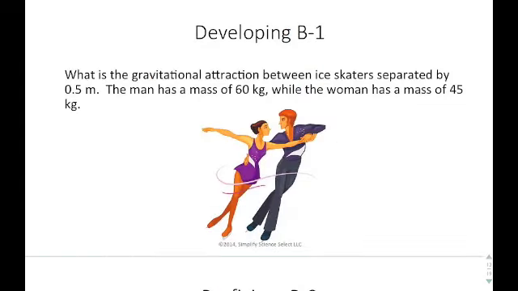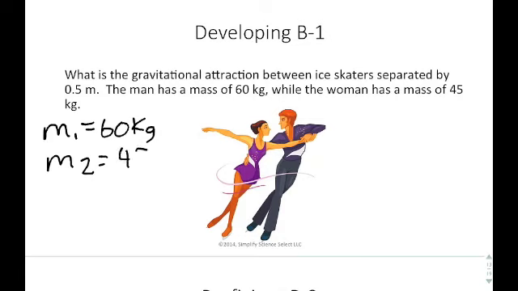Okay, so let's put this formula to use. It says, what is the gravitational attraction between two ice skaters separated by 5.5 meters? The man has a mass of 60, the woman has a mass of 45. So we're going to say M1 is 60, just because that's the first one we ran into. It actually makes no difference because you're going to multiply the numbers together. We'll say M2 is 45. We'll say that d is 5.5.